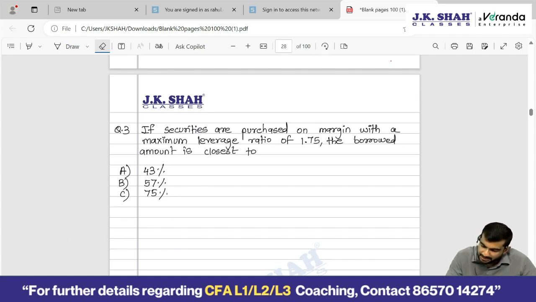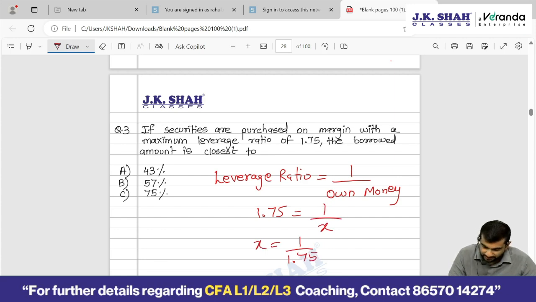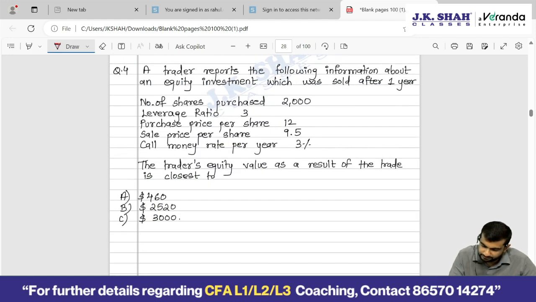Let's check. Leverage ratio is 1.75. What was the formula for leverage ratio? Leverage ratio is 1 upon own money. Leverage ratio 1.75. So 1 upon X. So X will be 1 divided by 1.75. So reciprocal of 1.75 is 57% is own money. So borrowed money is 43. Option A. Clear? To the fourth.